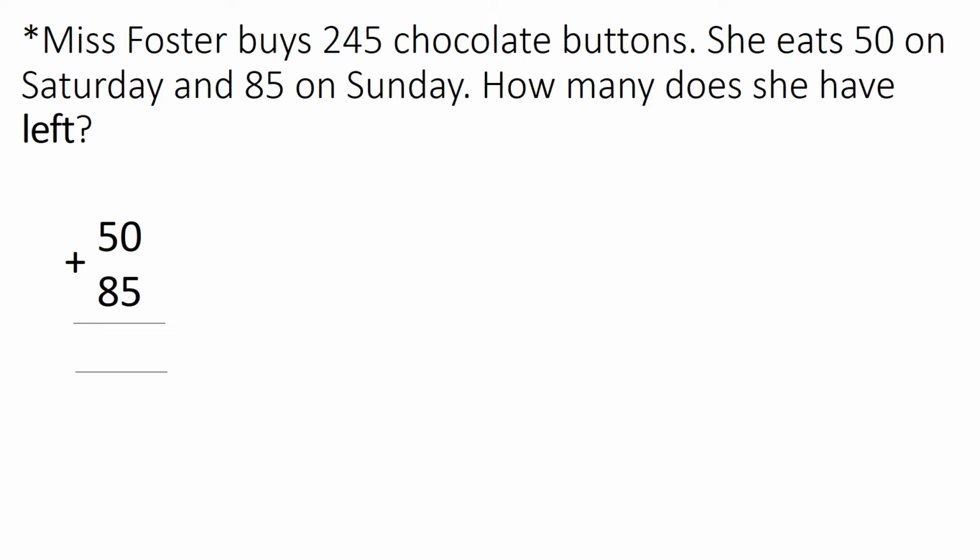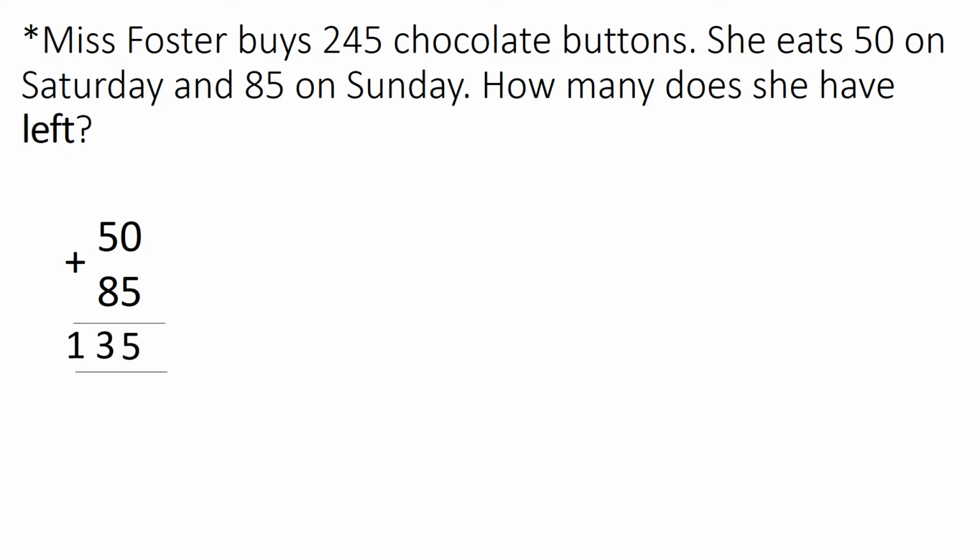So first of all, when I see the word left, it makes me think that this is a subtraction word problem. However, if I look at the beginning, it says Miss Foster buys 245 chocolate buttons. She eats 50 on Saturday and 85 on Sunday. So I need to work out how many chocolate buttons I have eaten all together. So in order to find that out, I need to add 50 and 85 together. So I've set it out in the column method because this is the easiest way to work it out. So 0 plus 5 would give us 5, and then 5 plus 8 would give us 13. So our answer is 135.